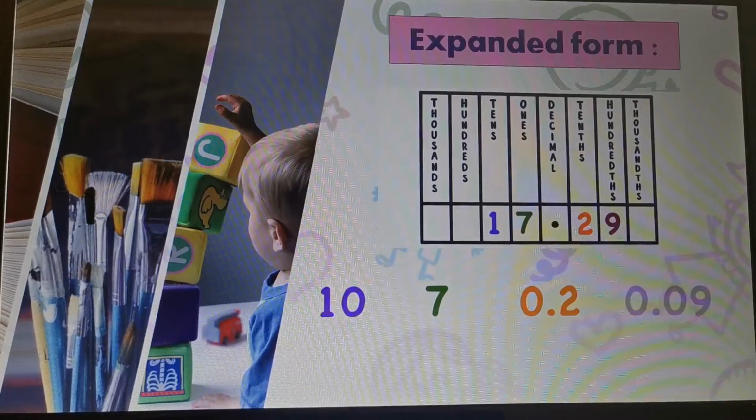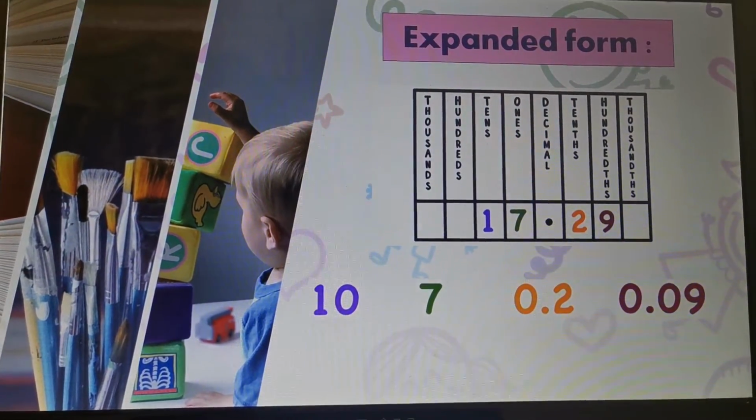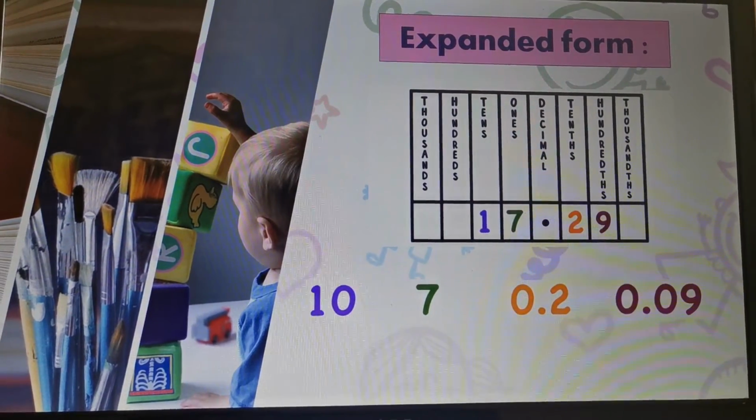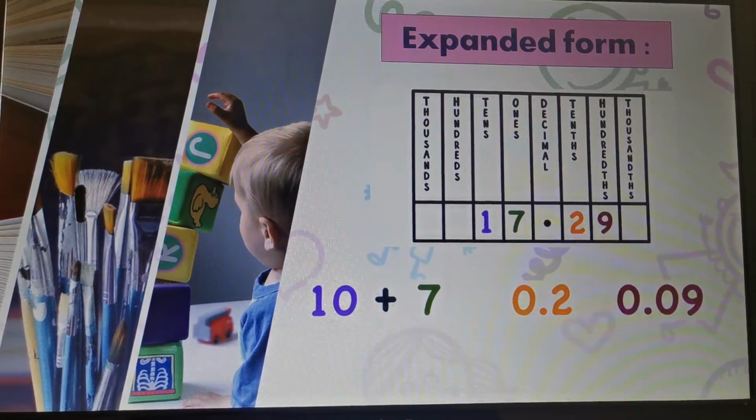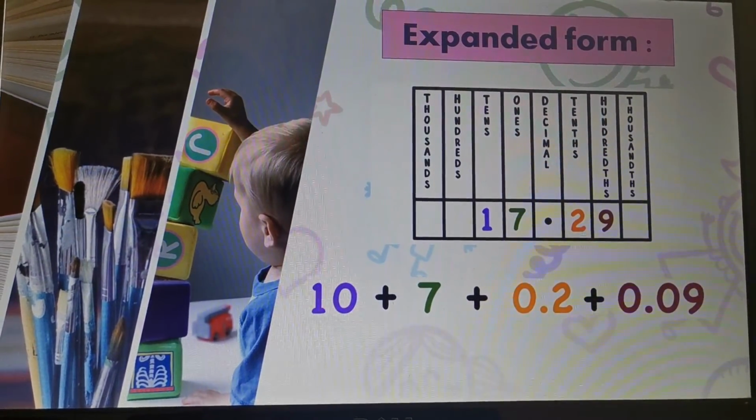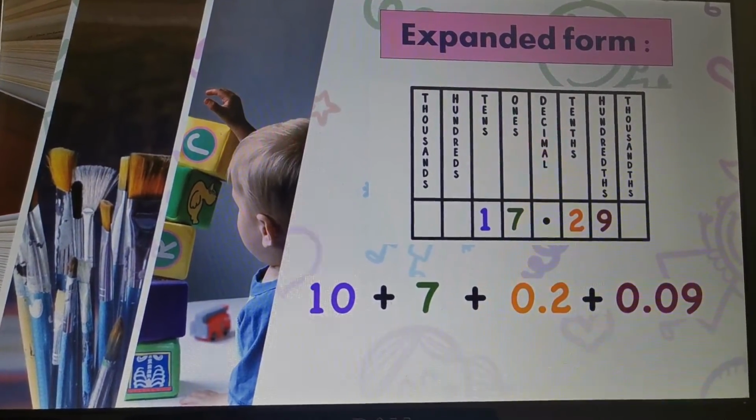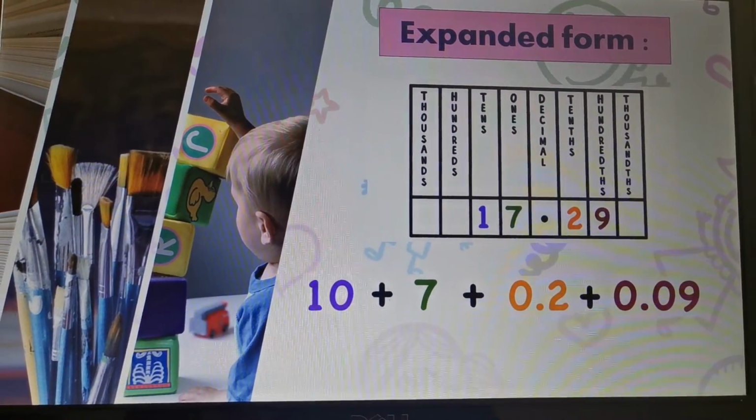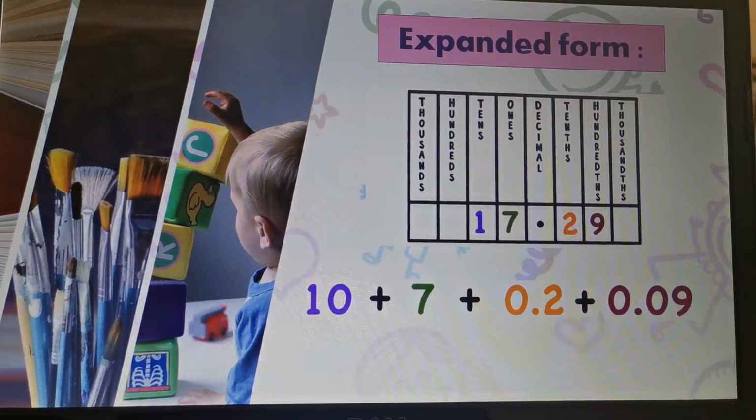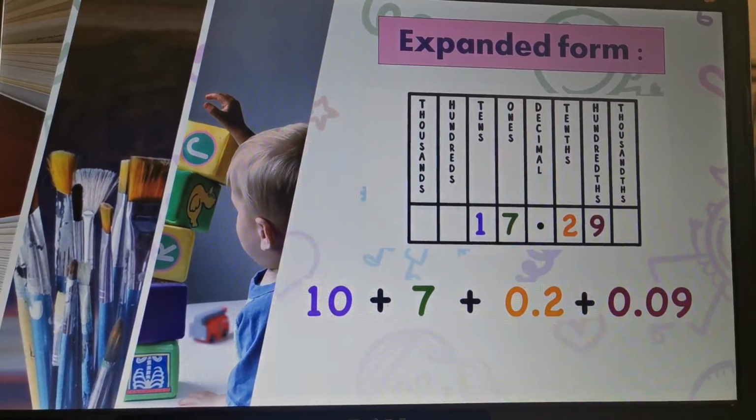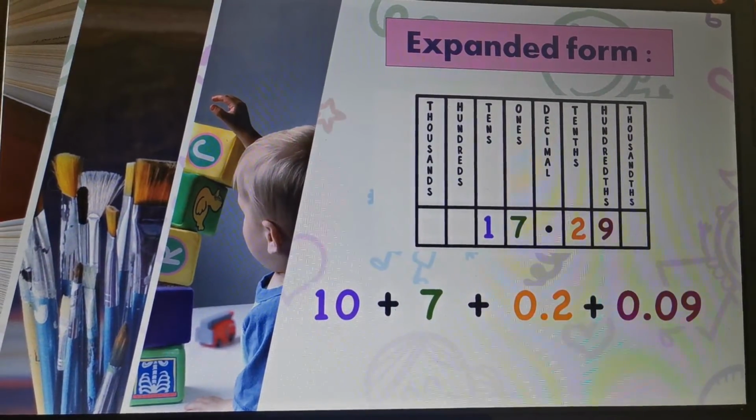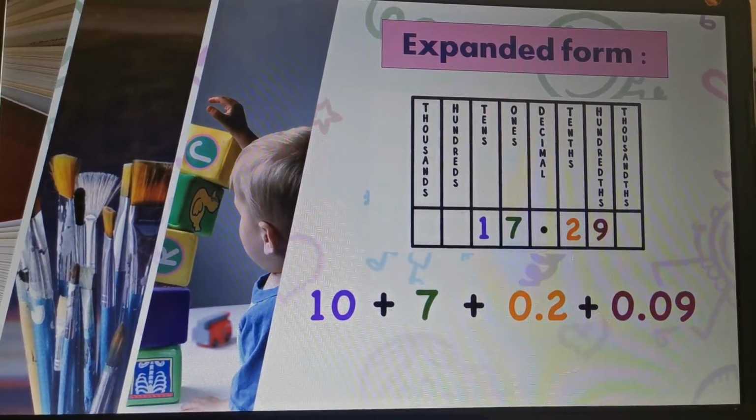What's the value for 9? 9 hundredths. Excellent. Now, expanded form says that you write all of the values of each digit in the number, then put between them a plus sign. So, expanded form is the value of each digit in the number added together. Again, write the value for each digit in each number, then add the values together. This is the expanded form.